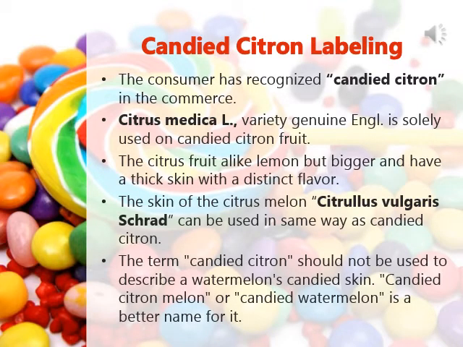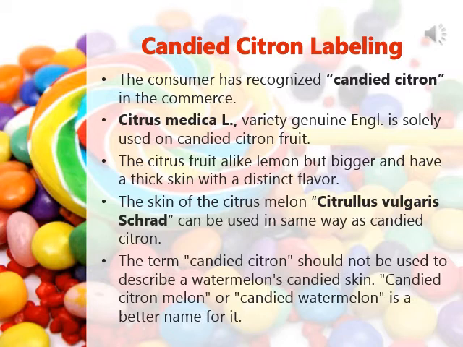Candied citron labeling. The consumer has recognized candied citron in commerce. Citrus medica variety genuine English is solely used on candied citron fruit. The citrus fruits are like lemon but bigger and have a thick skin with a distinct flavor. The skin of the citron melon, Citrullus vulgaris Schrad, can be used in the same way as candied citron.